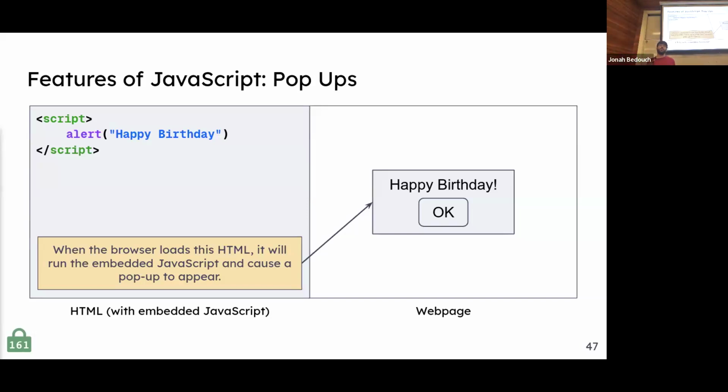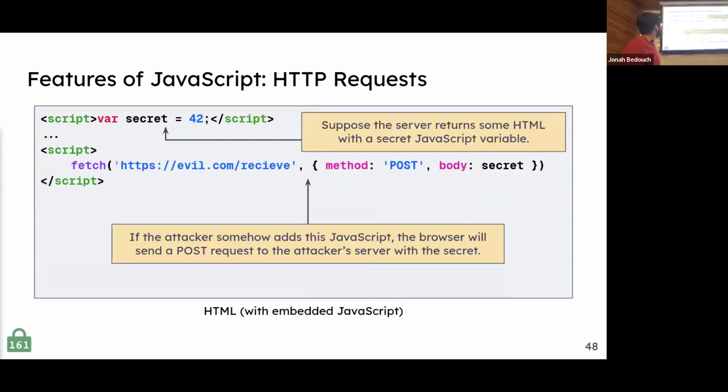This is very helpful when we're looking for vulnerabilities that allow us to run arbitrary JavaScript, because seeing the alert pop up on our screen is a great way to know, yeah, OK, I just ran some JavaScript without needing to know some very complicated JavaScript to test for vulnerabilities. And then the last thing JavaScript can do is arbitrary HTTP requests.